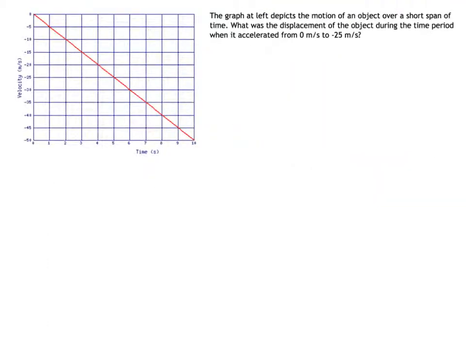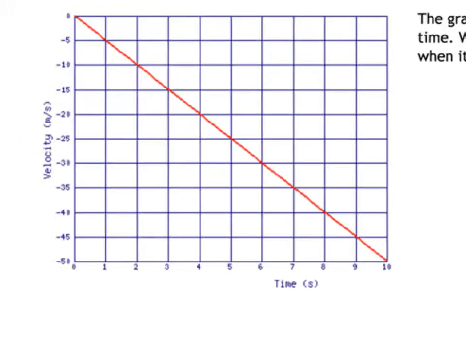Okay, example 3, read the question. Now think about what's different about this one. I noticed two things. First, this one has negative velocities. That means we're going to be looking in this area for our triangle. It's always between the line and the time axis, which in this case is up here.